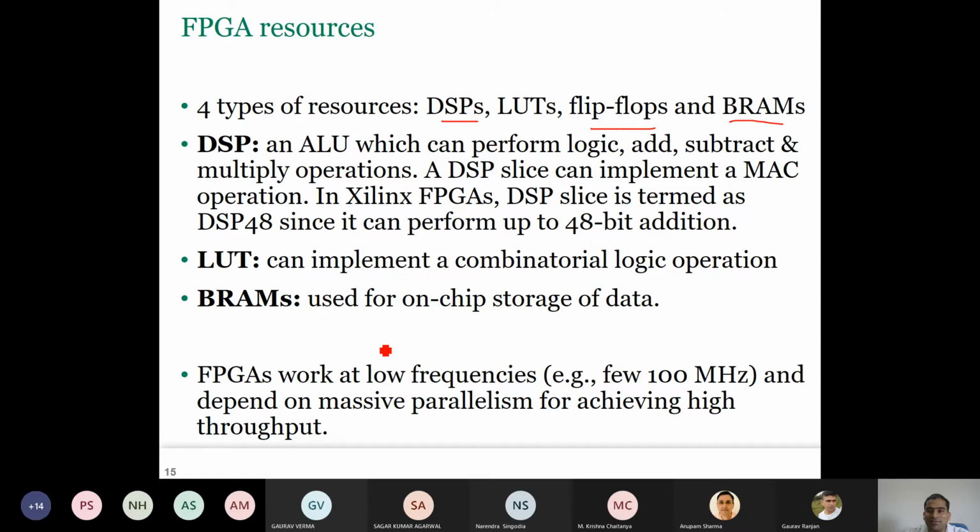Probably this point was quite obvious, but you have to keep it every time. Whenever you're reading a paper, immediately form the connection. Where does it fit? In Xilinx FPGA, the DSP slice is termed as DSP48 because it can perform 48-bit addition. LUT can implement a combinatorial logic operation. And BRAMs, they are used for on-chip storage. Now, FPGAs work at low frequency, as we showed, between 100 to 500 megahertz. They depend on massive parallelism for achieving high throughput.